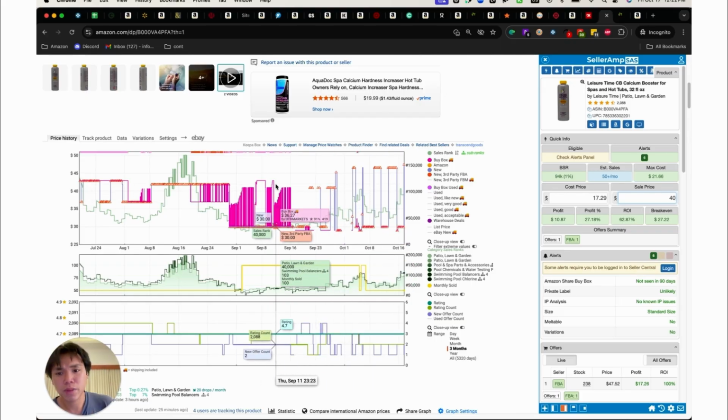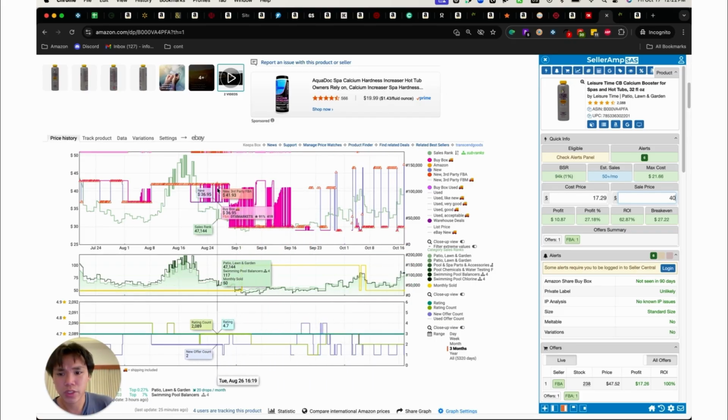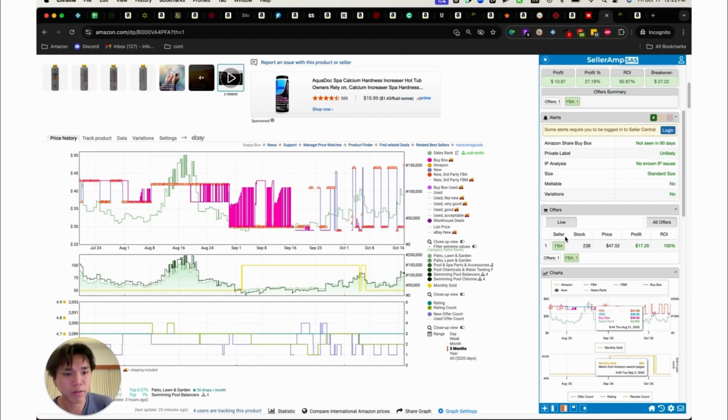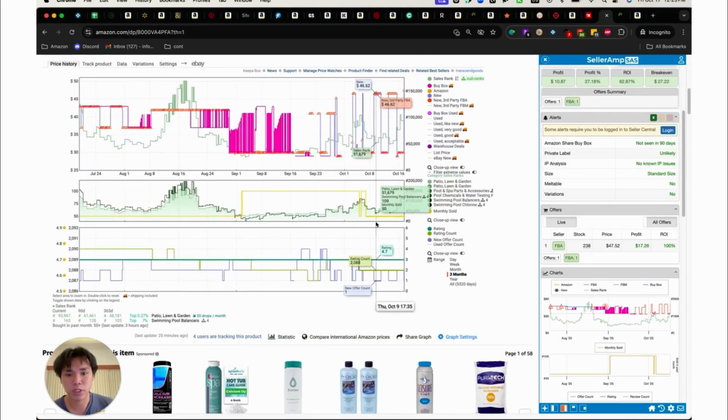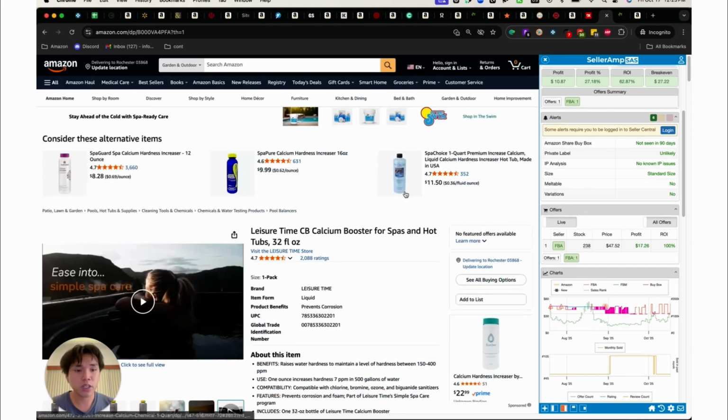It looks like anything above like $42, $41 is not getting the buy box, as this guy listed at 47, 46, and he doesn't get the buy box. But I think he's just priced really high because he is the only seller on this, and he's just willing to wait it out and catch more profit down the line. So I would say this is another winning product here.